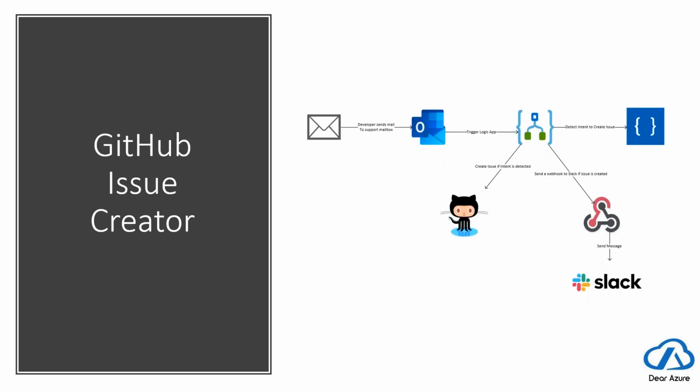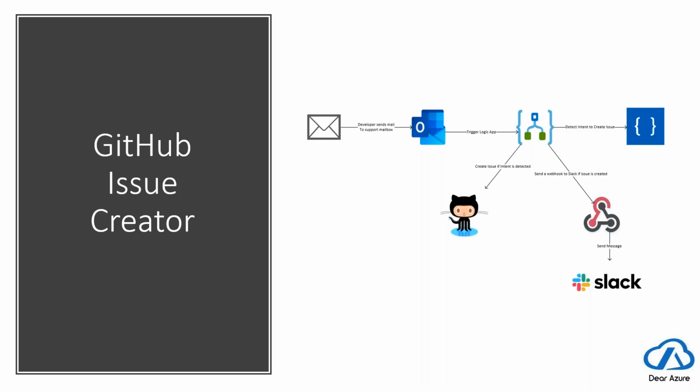The architecture for that flow is that a developer sends a mail to the support mailbox, which triggers a logic app. The logic app then sends the body of the mail to the Language Understanding Intelligent Service, where we have developed a model which, when trained, understands whether the user wants to create an issue or not. If it says yes, then the logic app goes to GitHub and creates an issue with the details that were shared by the person.